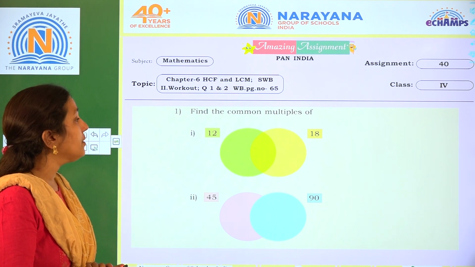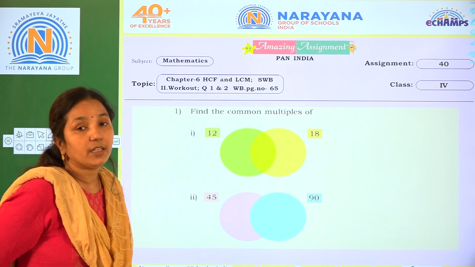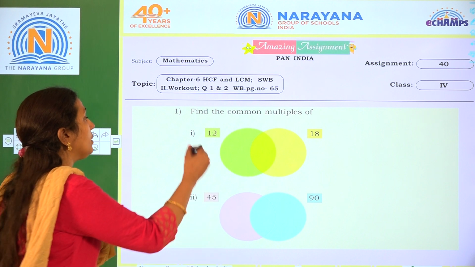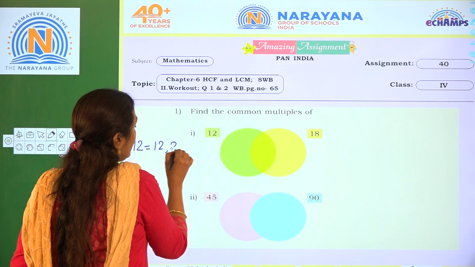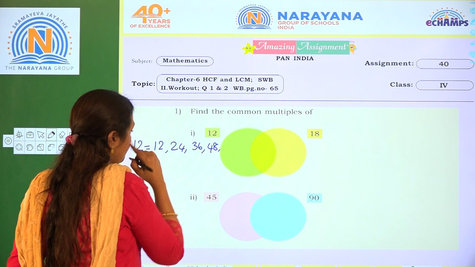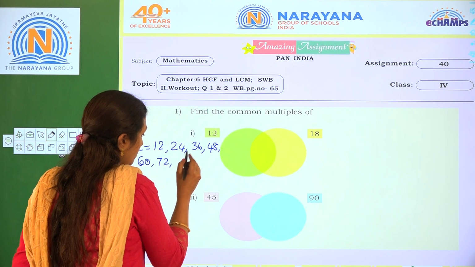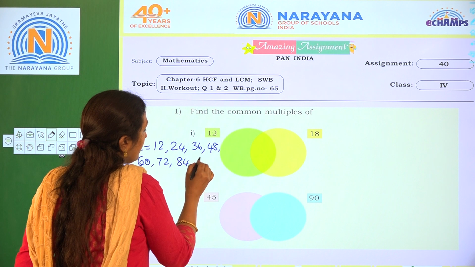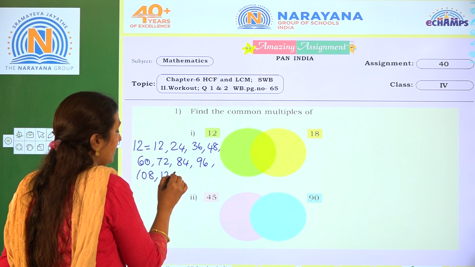Find the common multiples of 12 and 18. So we have to find the common multiples of 12 and 18. For that we have to write it. The multiples of 12 here: 12, 24, 36, 48, 60, 72, 84, 96, 108, 120.